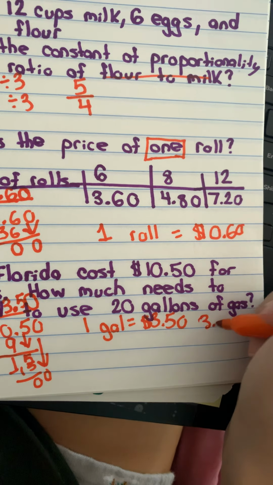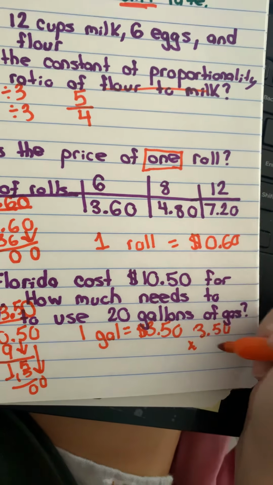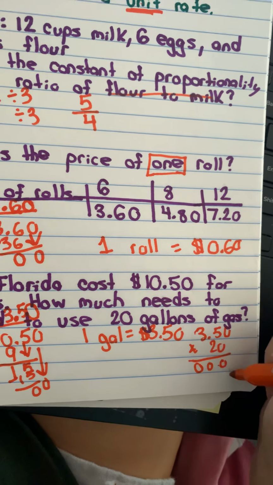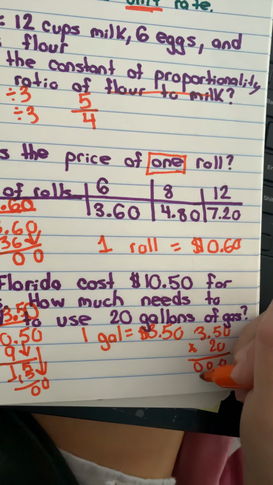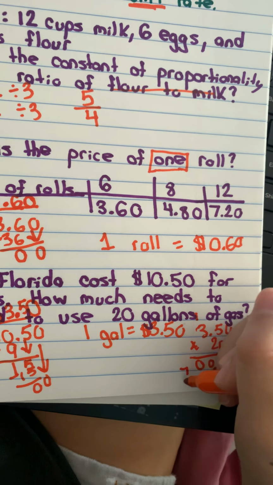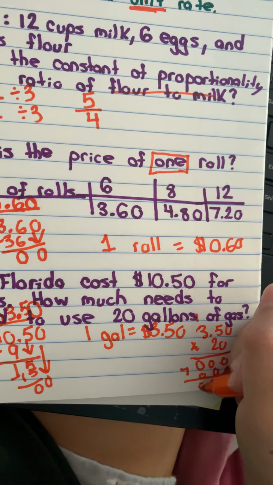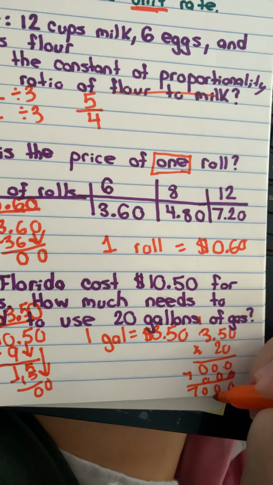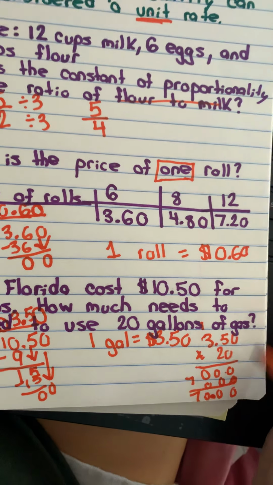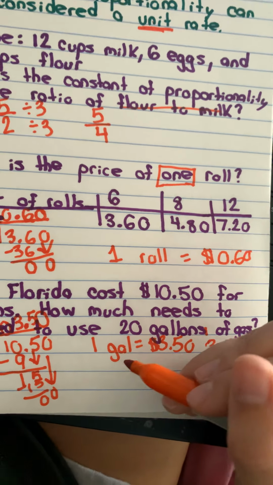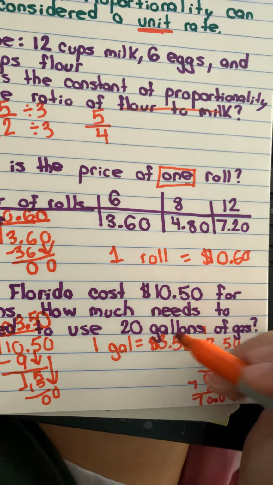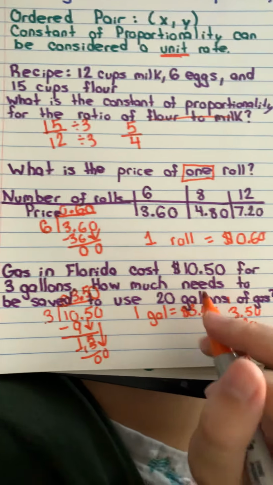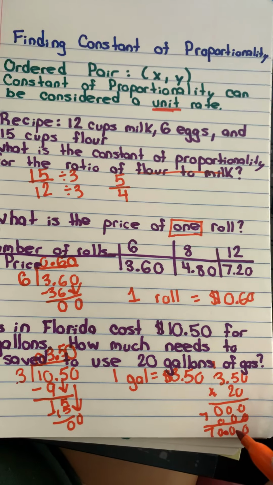So if I want to know how much 20 gallons of gas costs, I'm going to have to say $3.50 times 20. Let's see, 0, 0, 0, placeholder 0, 0, 0, carry the 1, 6, 7. Of course, add it all together. Because there's 2 numbers behind this decimal and nothing behind this decimal, I move it twice. Decimal goes right here. So I know because 1 gallon of gas costs $3.50, 20 gallons of gas is going to cost me $70. So if you need a trip with 20 gallons of gas, you're going to have to spend $70.